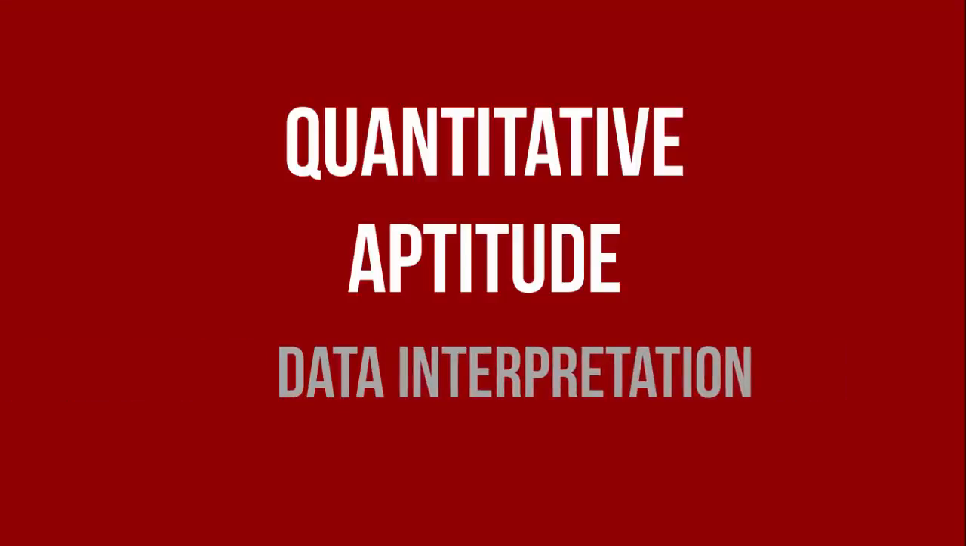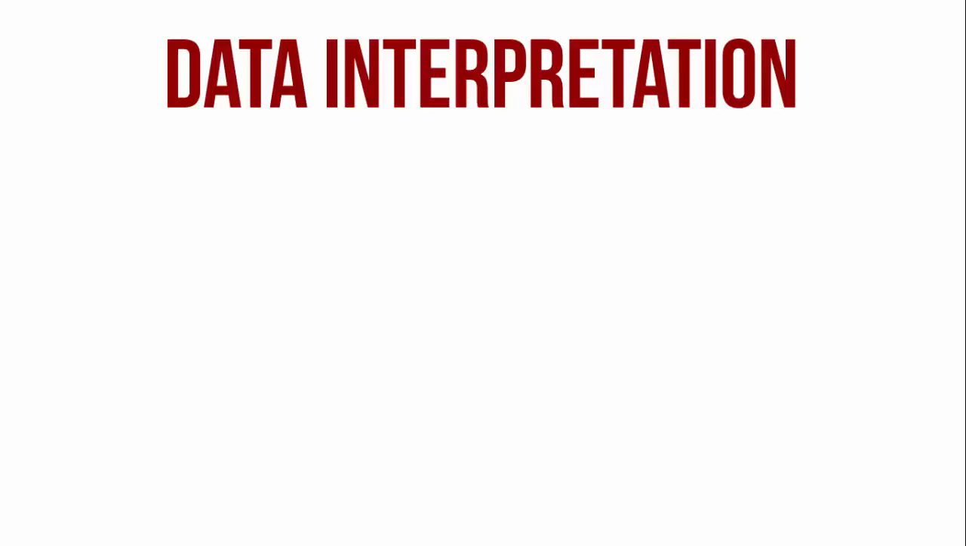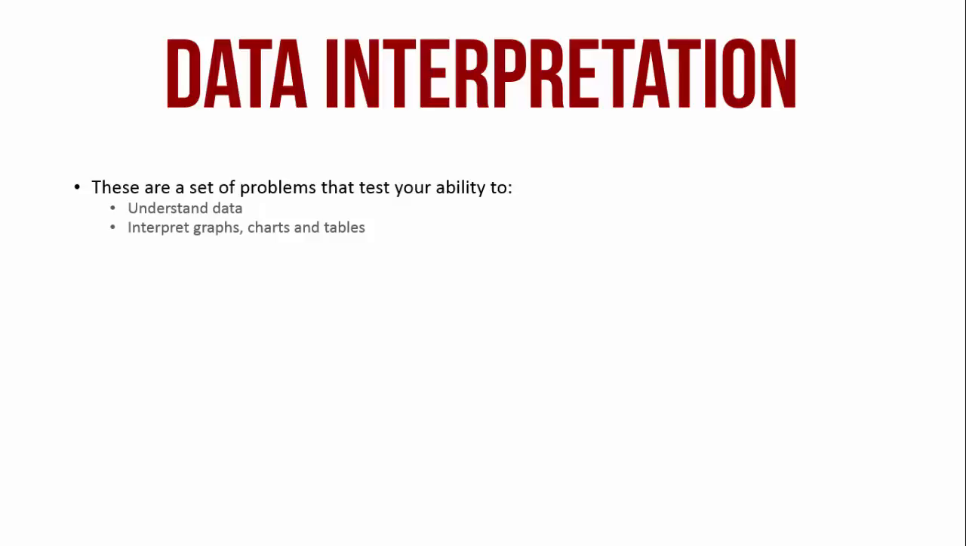This lesson is on a very important part of the quant section known as data interpretation. Data interpretation is a set of questions that test your ability to understand and interpret data. This data is visually represented in the form of a table, a chart, or a graph. On the basis of this data, you would have to calculate something. Now, this calculation would be based on basic arithmetic, high school level maths. This would involve the calculation of, say, averages, ratios, and so on.